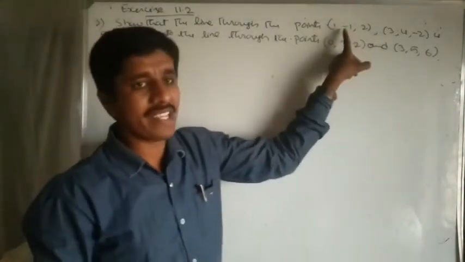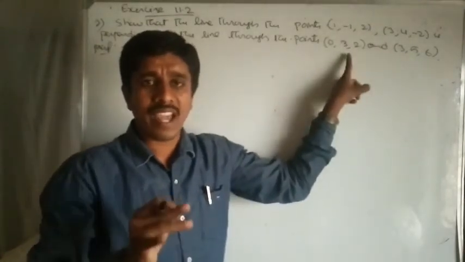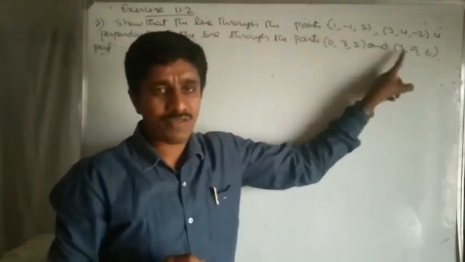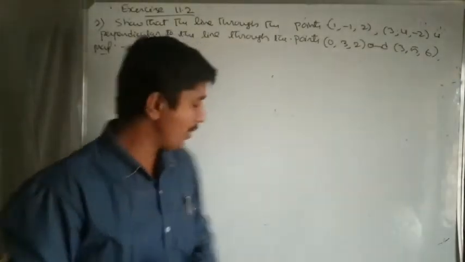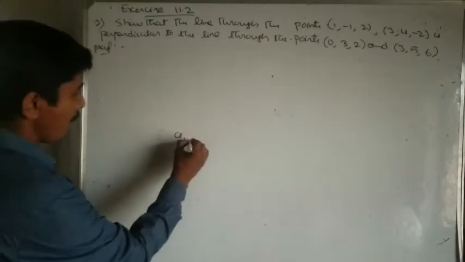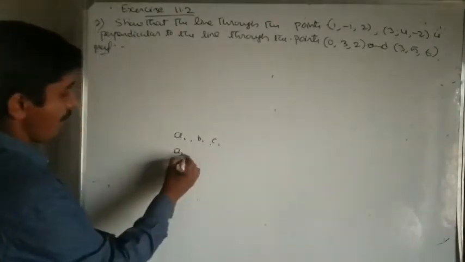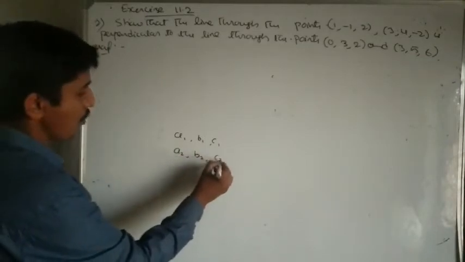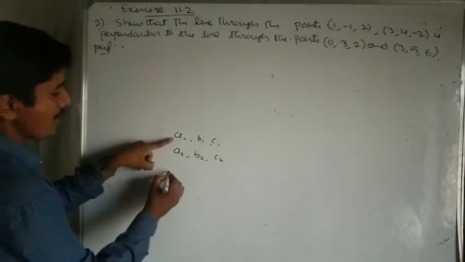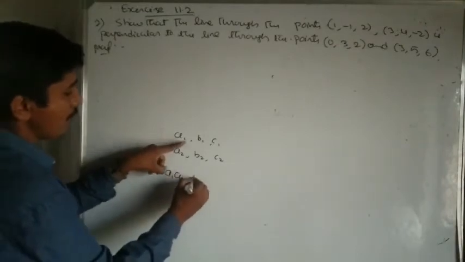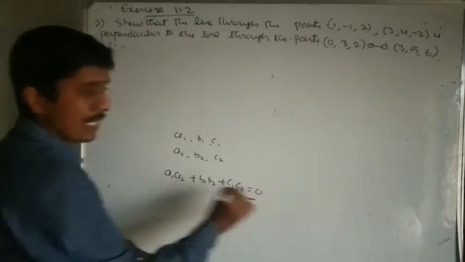Here first find the direction ratios of the first point and second point, and similarly find the direction ratios of the third point and fourth point, and prove that A1 A2 plus B1 B2 plus C1 C2 is zero. Here A1, B1, C1 are the direction ratios of the first line. A2, B2, C2 are the direction ratios of the second line. Two lines are perpendicular means clearly A1 into A2 plus B1 into B2 plus C1 into C2 equal to 0. We have to prove that.